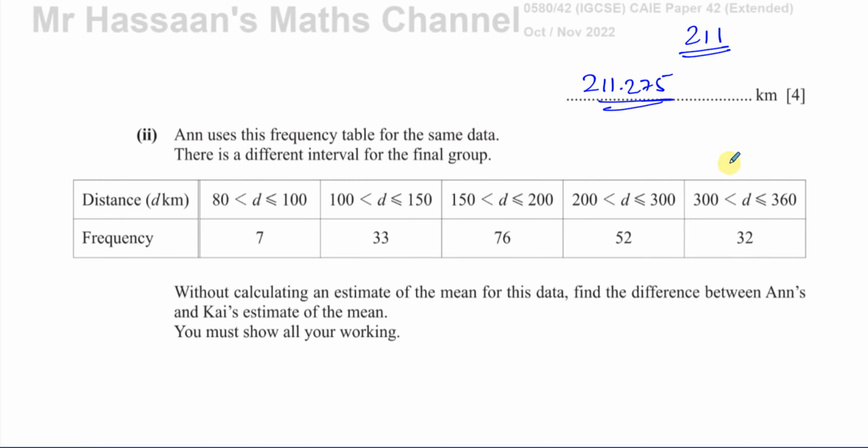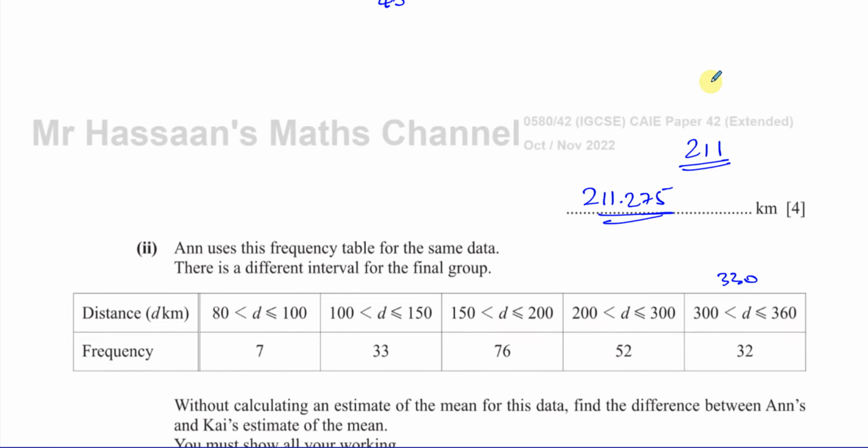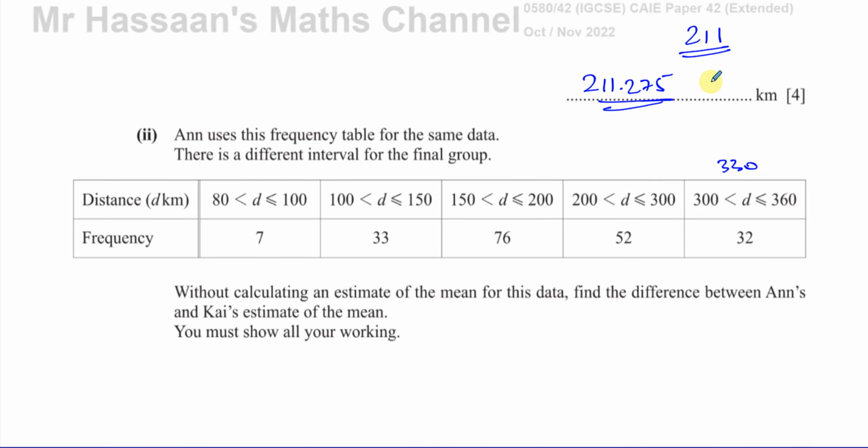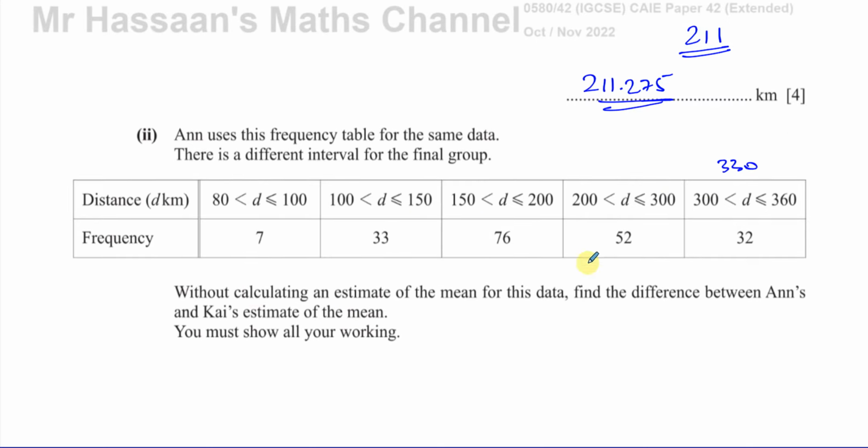So here the mid-interval value is going to be 330. And here the mid-interval value is going to be 350. Right? So, without calculating an estimate of the mean for this data, find the difference between N and K's estimate of the mean. You have to show all your working. So what we can do here is, without actually calculating this, find the difference between the two estimates of the mean, without actually working out the new mean.